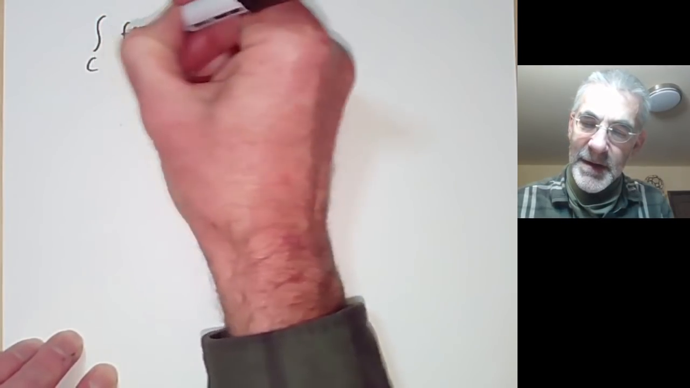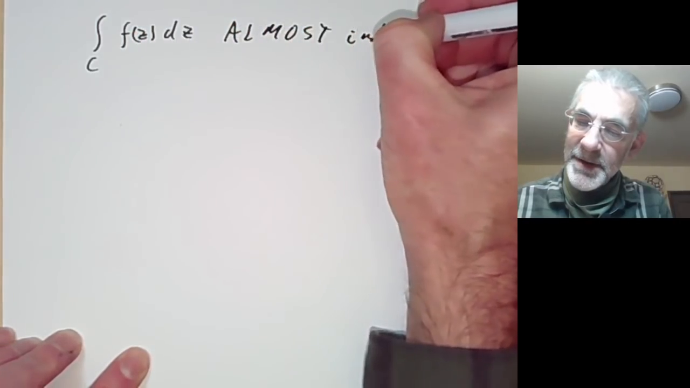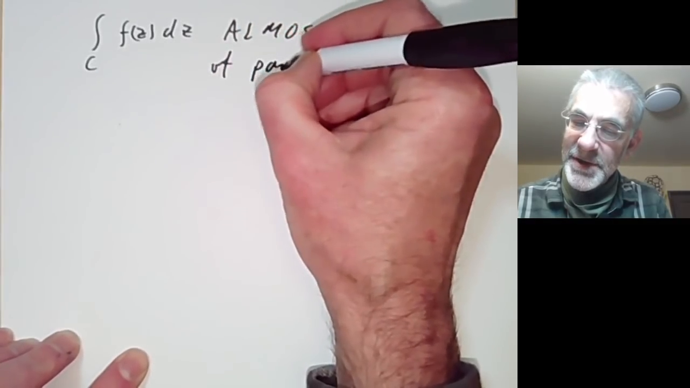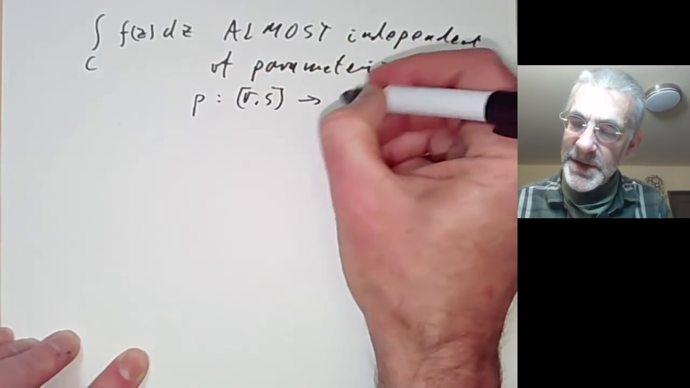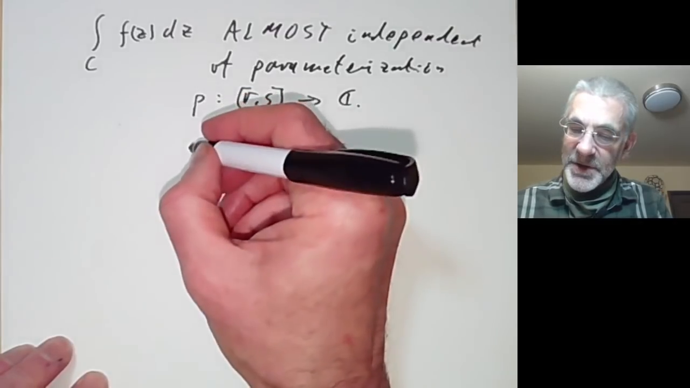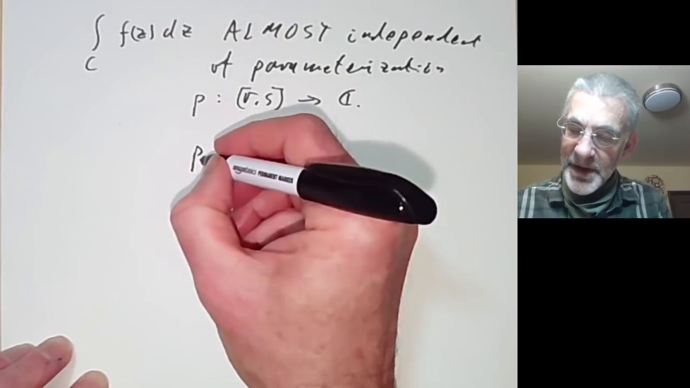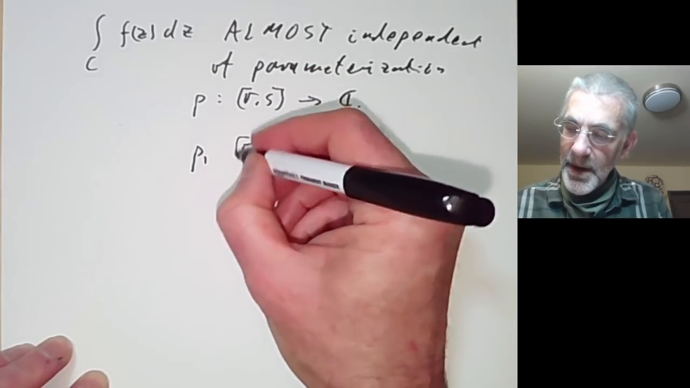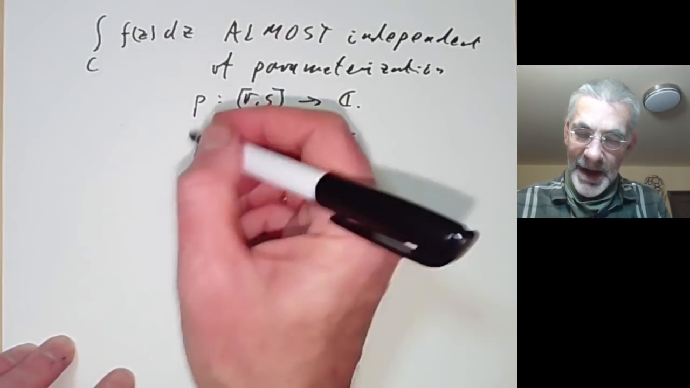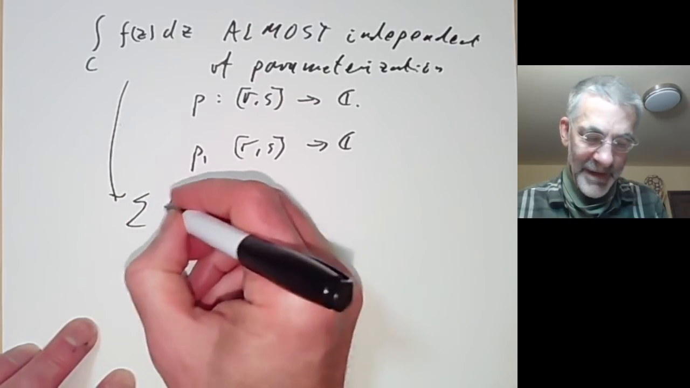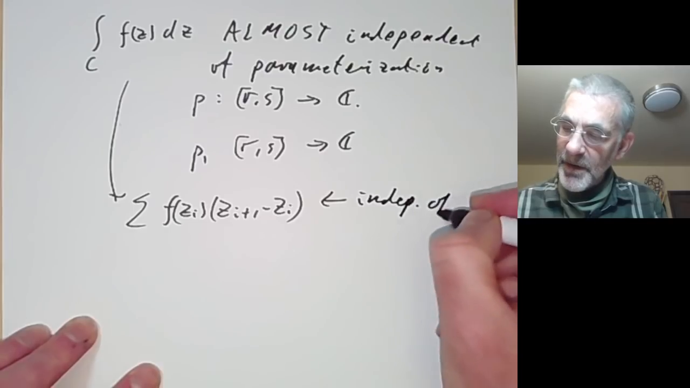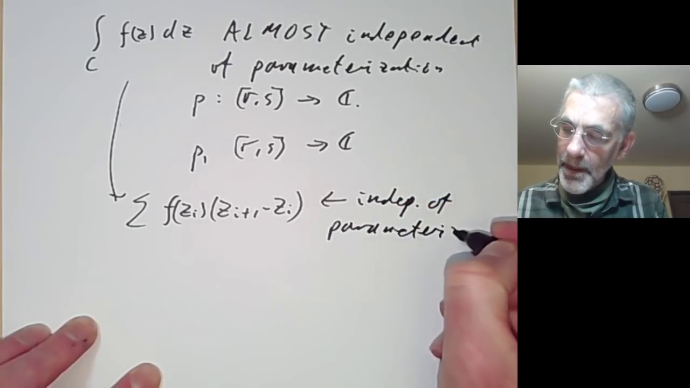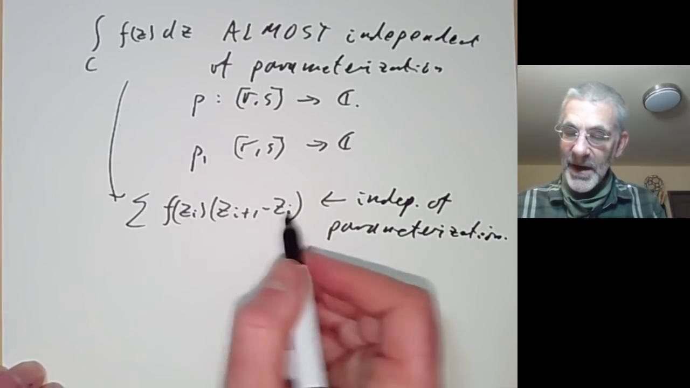So the next thing to notice is that the integral over a path of f of z dz is almost independent of the parameterization rho going from [r, s] to C. So if we find a different function, say rho 1, from [r, s] to C with the same image, then we still get the same integral. And the reason for that is this integral is approximated by sums of the form f of z_i times z_{i+1} minus z_i. And these sums are independent of the parameterization of the path. You just have to choose points z_i that are actually on the path.